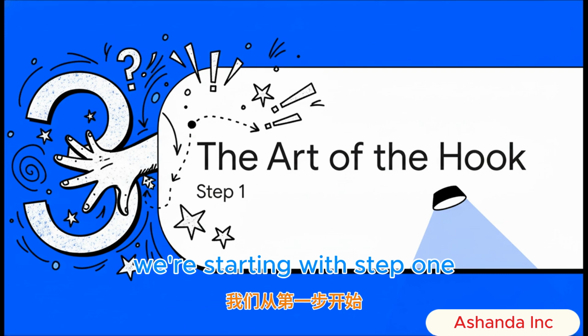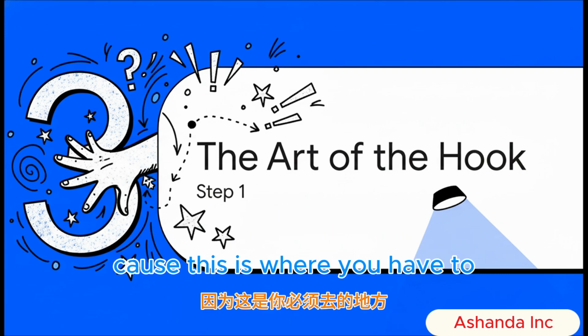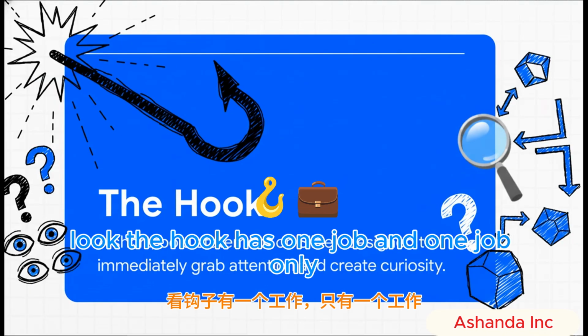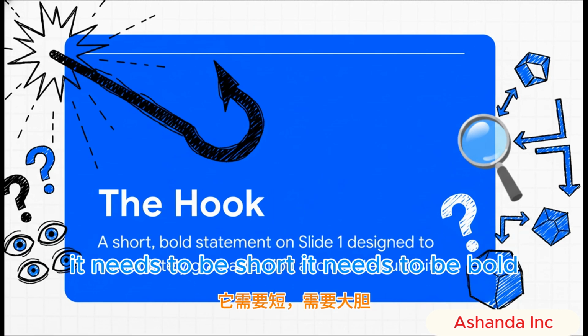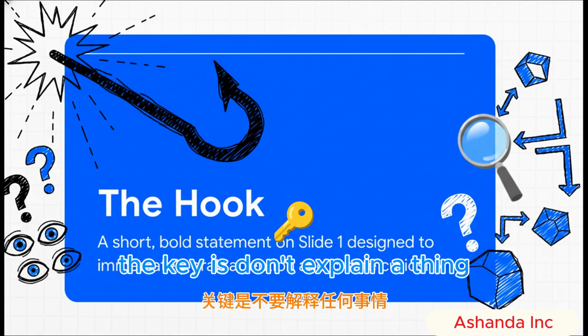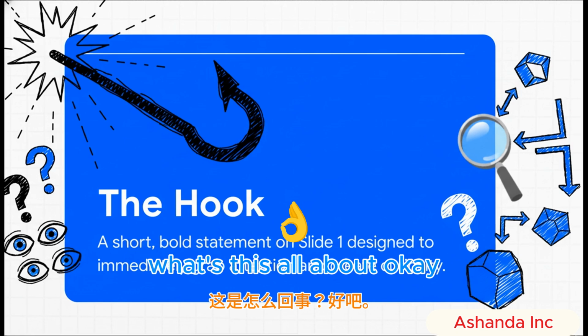We're starting with step 1, the art of the hook. This is absolutely crucial, because this is where you have to grab your audience's attention from the literal first second. Look, the hook has one job, and one job only. To put a question mark in your audience's mind. It needs to be short, it needs to be bold, and it has to be intriguing. The key is, don't explain a thing. Just give them a reason to lean in and go, wait, what's this all about?